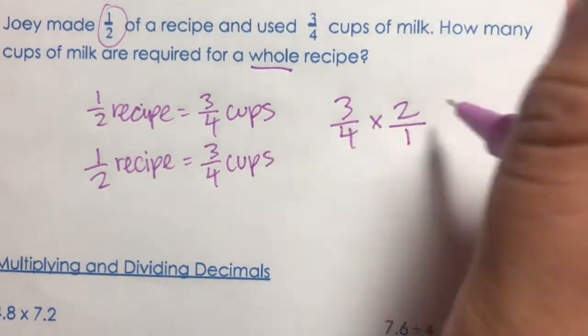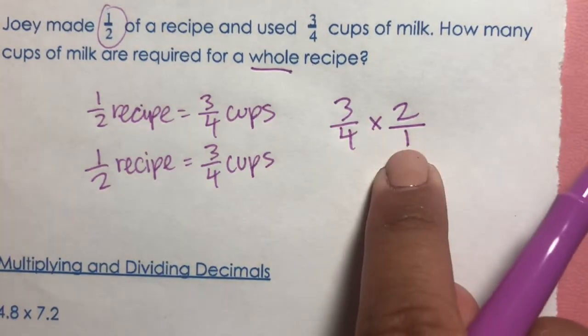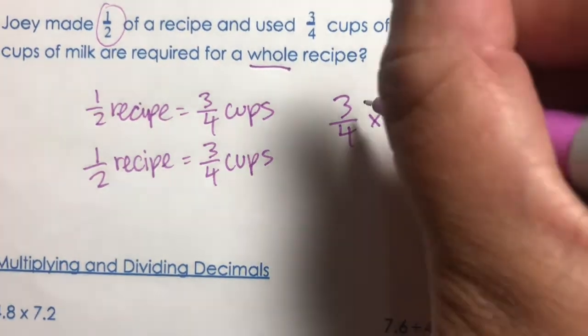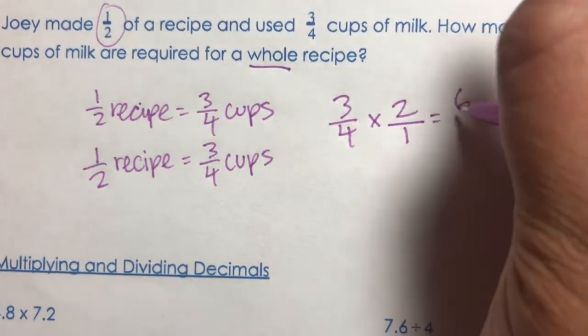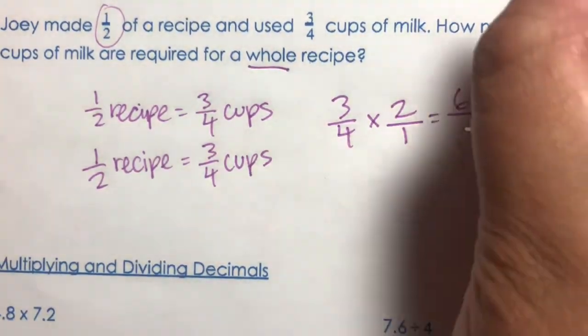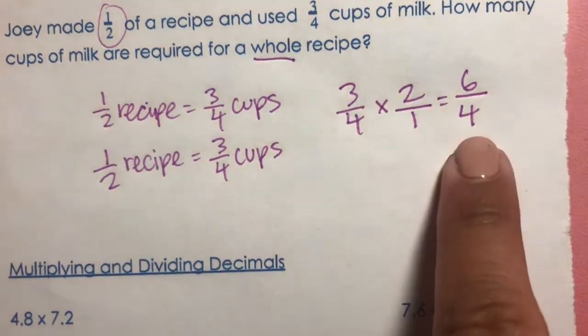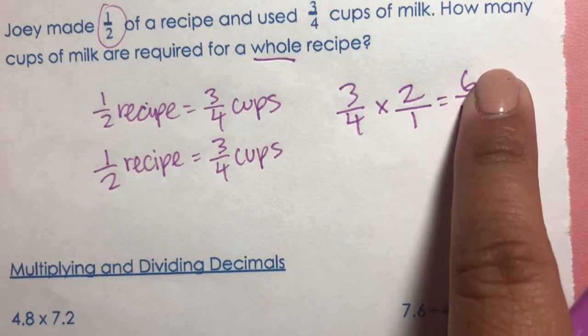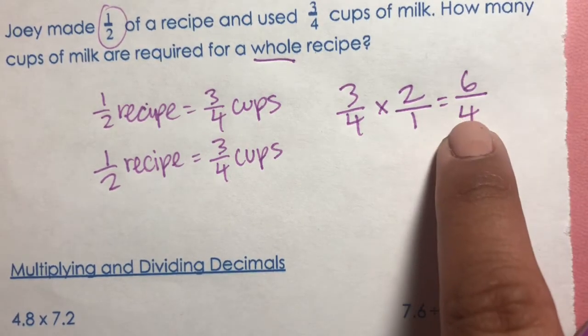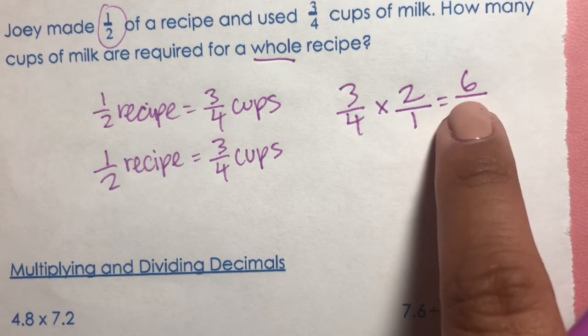So 3/4 times 2, and if you notice, I put the 1 underneath. 3 times 2 is 6. 4 times 1 is 4. Okay, and then we can turn this improper fraction, which is not simplified yet, into a mixed number.